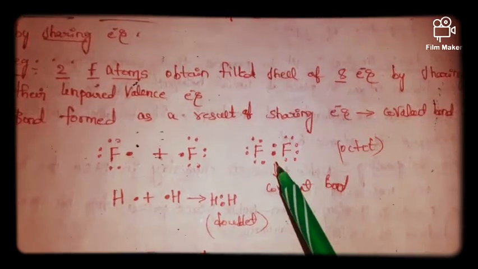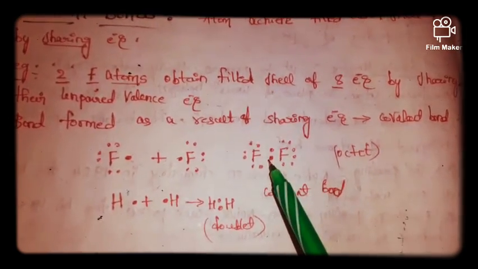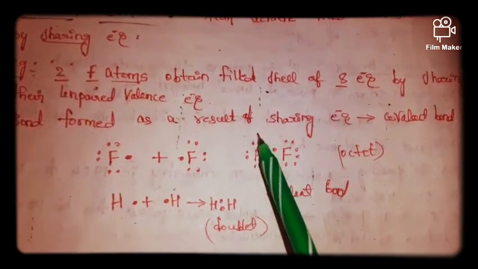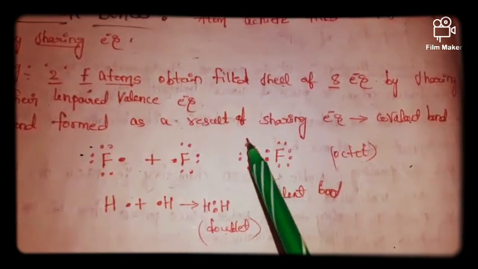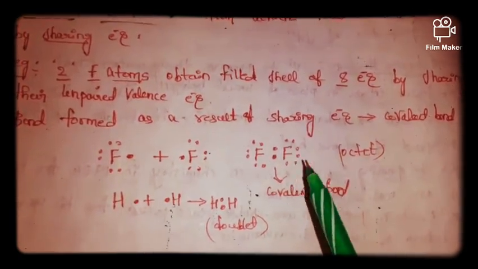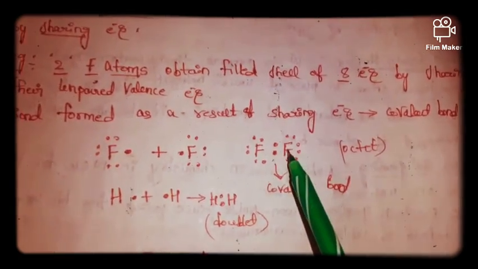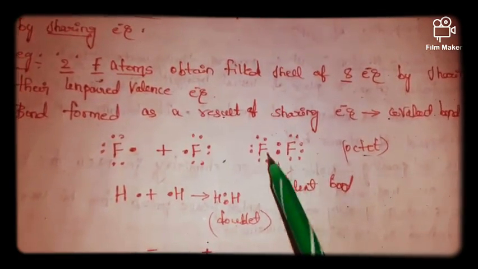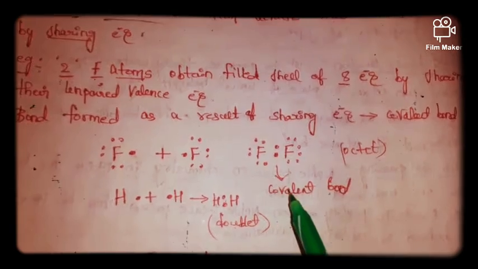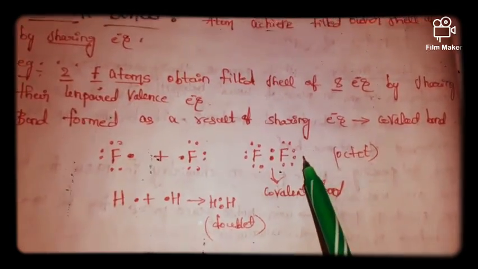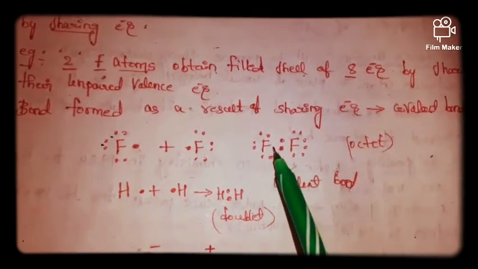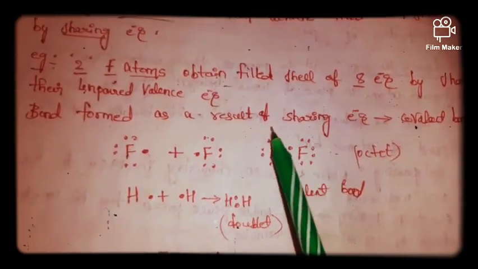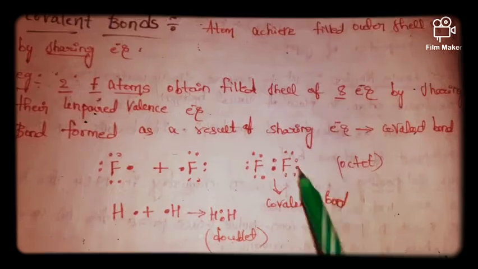Now if we count the number of electrons on this fluorine, 1, 2, 3, 4, 5, 6, 7, 8, so this fluorine got 8. In the same manner, this fluorine also has 8 electrons. So the covalent bond is formed between these two, as a result of sharing electrons, and here it reached its octet. That is a covalent bond.